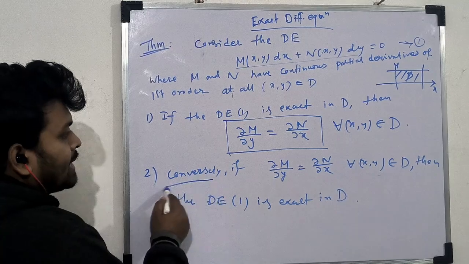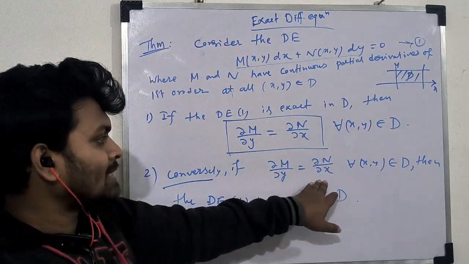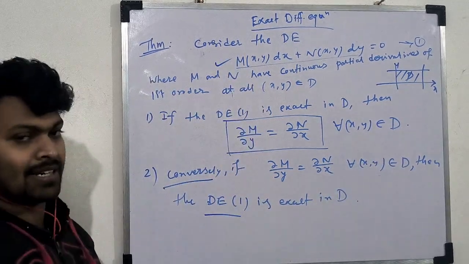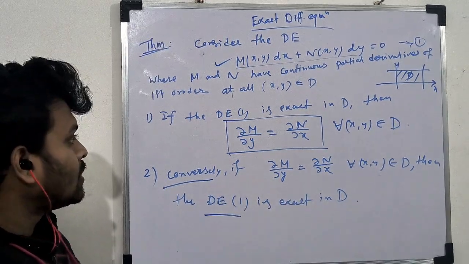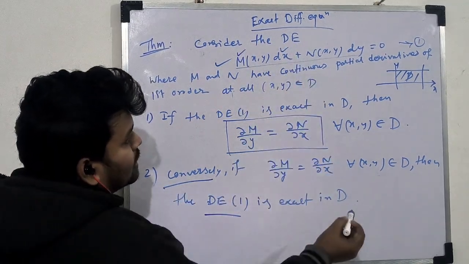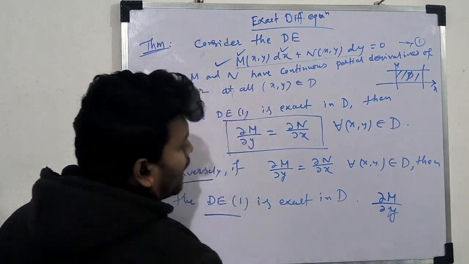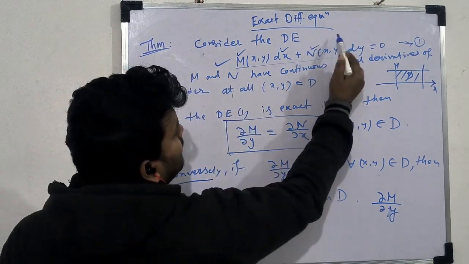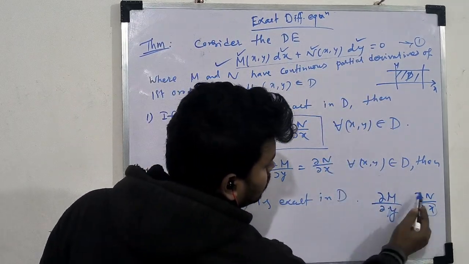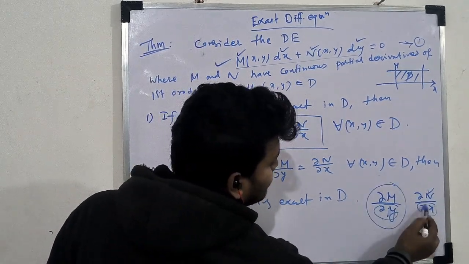Similarly, or conversely, if this equality holds, that is, if ∂M/∂y equals ∂N/∂x for all (x, y) belonging to D, then we can say this differential equation 1 is exact in this domain. So how to remember this equality? With M there is dx, so whenever you take the partial derivative, you take y with M. And N is with dy, so with ∂N you take ∂x. That is opposite.